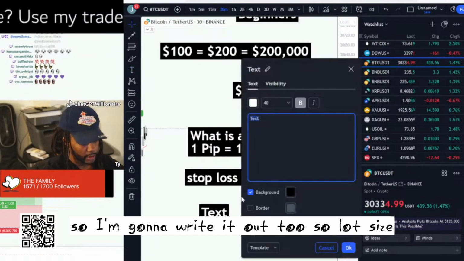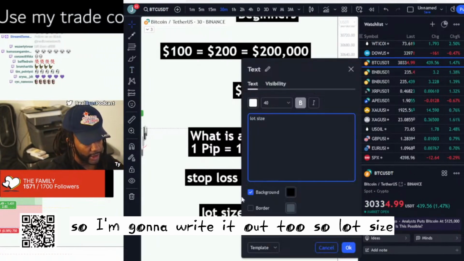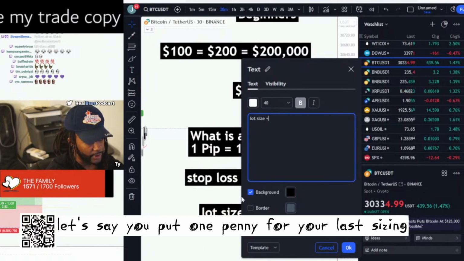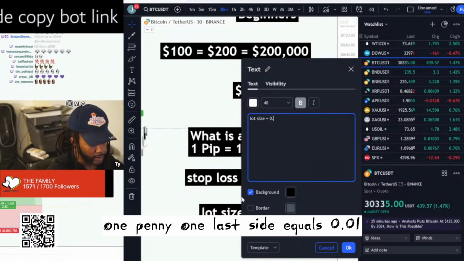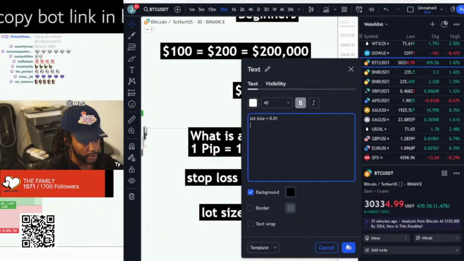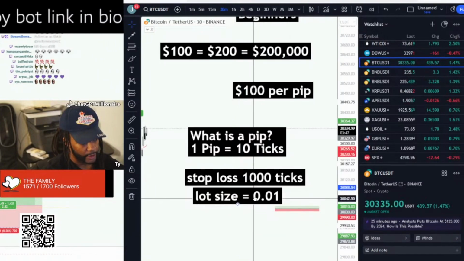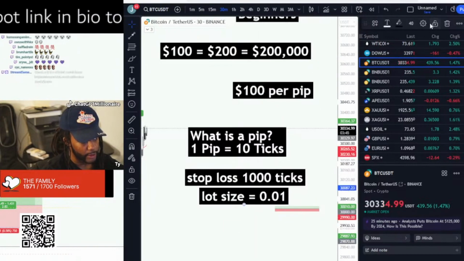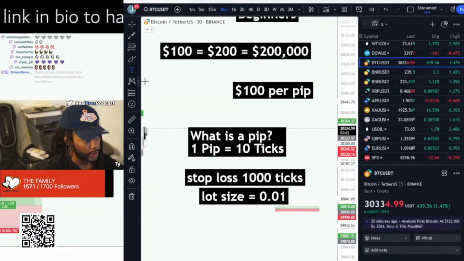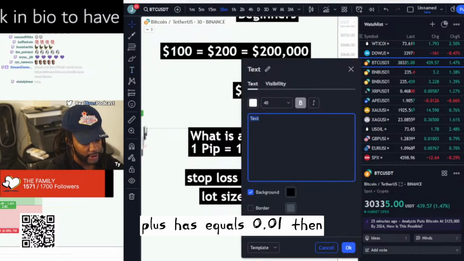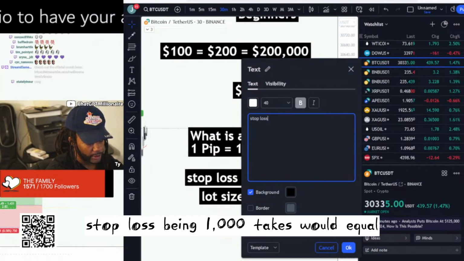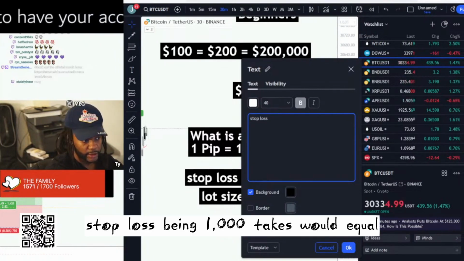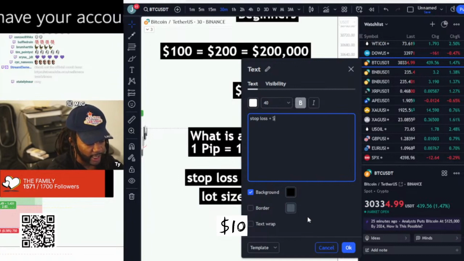So lot size. Let's say you put 1 penny for your lot size, and then it's gonna go into leverage in a second. 1 penny, 1 lot size equals 0.01. So if lot size equals 0.01, then stop loss being 1,000 ticks would equal $10.